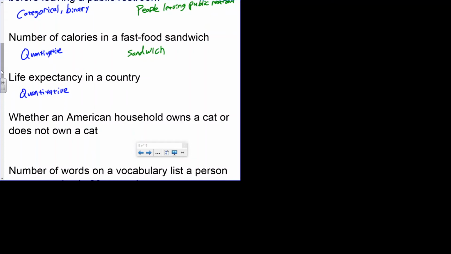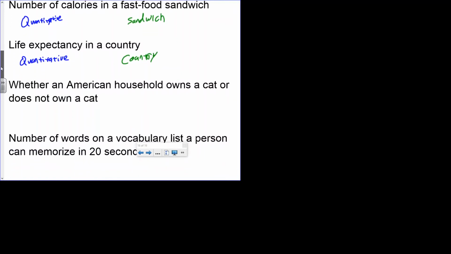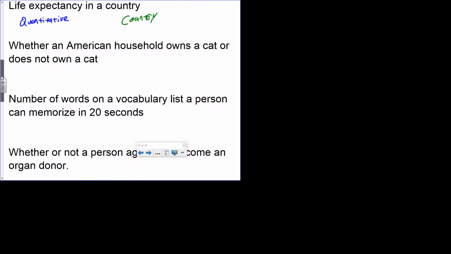And so life expectancy is going to differ. Well, is it the same across the world? No. In the Western countries, it's higher. In other countries, third world countries, it's going to be lower. So it's going to differ from country to country. So that is the observational unit. We go to each different country and ask them their life expectancy and see how they differ.